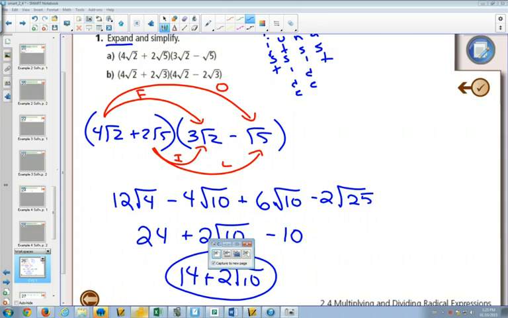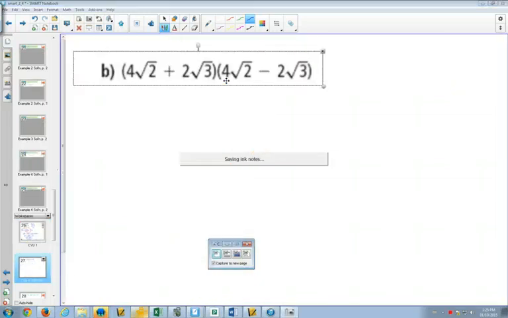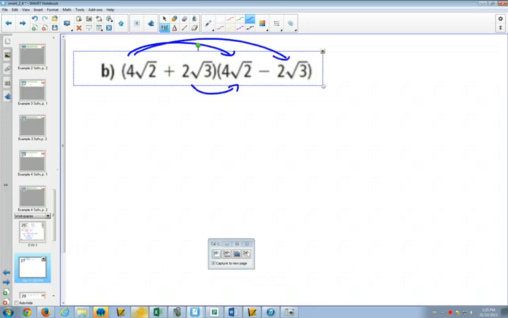For part B, again, we're going to multiply out like this. Oh, part B is a fun one. You'll find out in a second. It's going to have a nice answer for this one. First of all, 4 root 2 times 4 root 2. Can you see that that's going to be 16 times root 4?